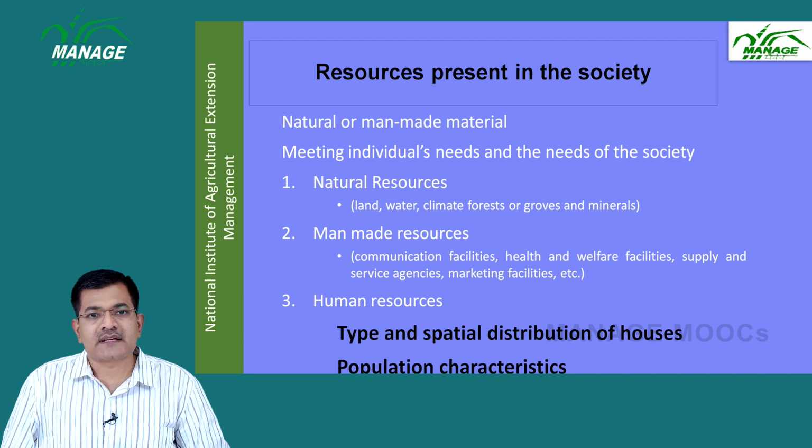In any rural society, basically it is the resources that make the village and its composition. And basically when it comes to the resources, both the natural and the man-made material are the components of resources, and these resources are essentially able to meet the needs of the individuals and the needs of the society settled in a particular village. The natural resources such as the land, water, climate, other resources, the mangroves and the minerals, they define the type of agriculture, the farming operations, etc. And besides this, there are certain man-made resources like the communication facilities, including the road and the transport, the health and the welfare facilities, the supply and service agencies, the marketing facilities, etc. These are created by the farmers and the farming community to support their vocation.